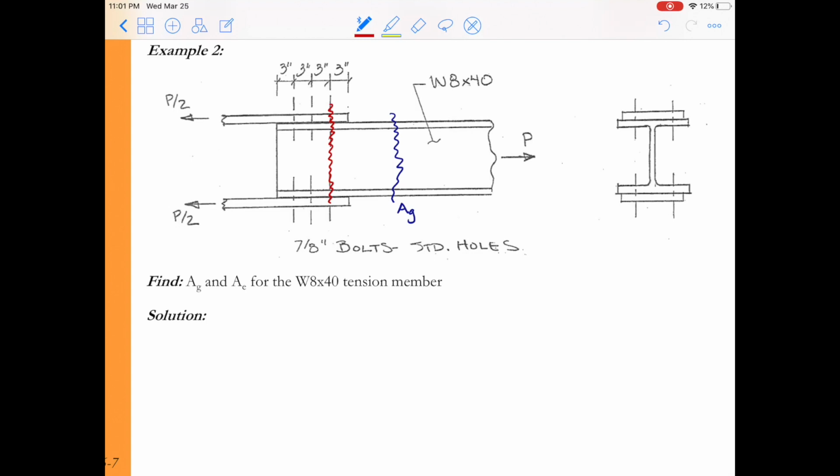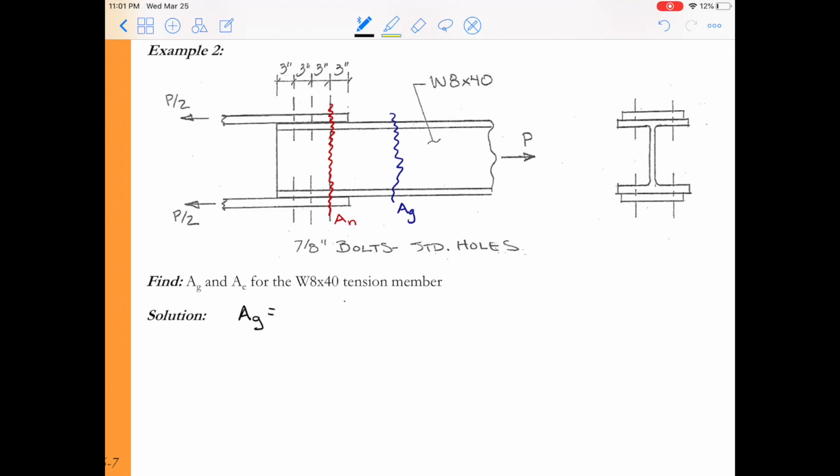Again, we want to think what gross section area means. That's the portion of the member out in the middle where we're utilizing the full cross-sectional area to resist the load P. And then we have the net section, or our effective area, that's happening at the location where we have the bolts drilled.